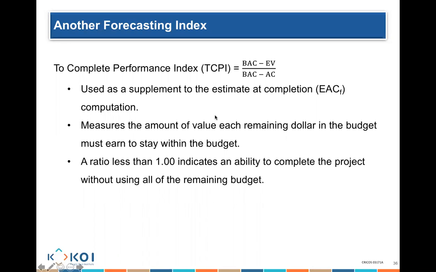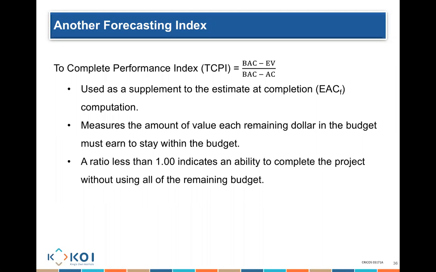The to complete index, which is used as a supplement to the estimated at completion, measures the amount of value each remaining dollar must produce for us to be able to finish the project on time. A ratio less than 1 indicates that we're going to be able to complete the project without spending all of our remaining budget.